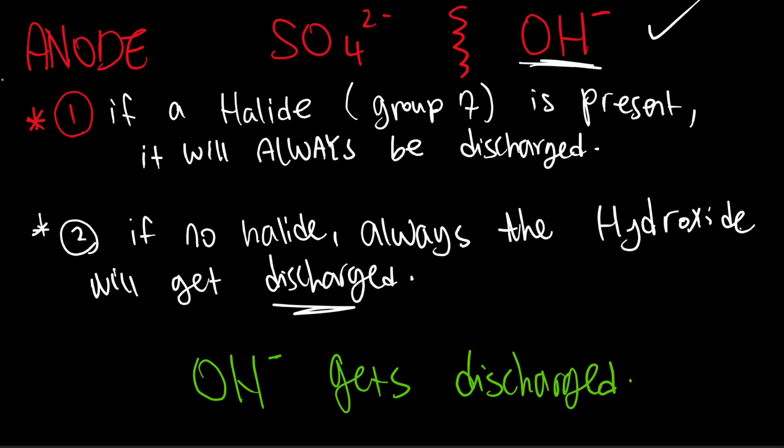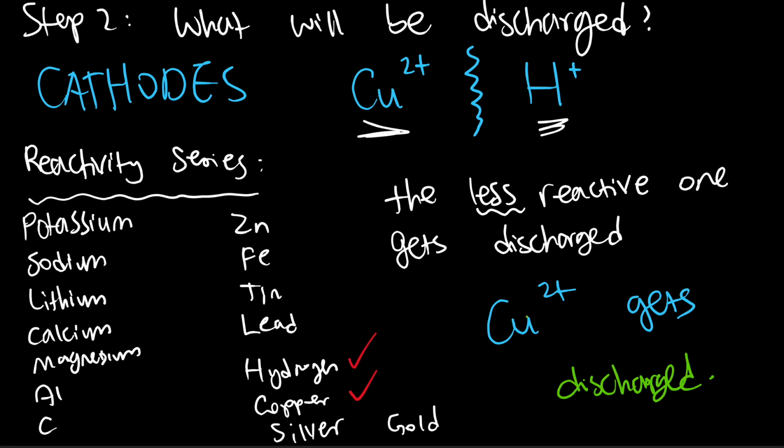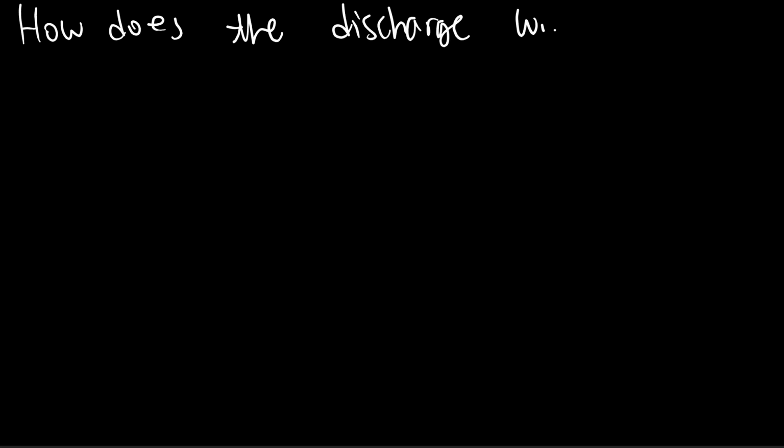So now we know our OH minus gets discharged because there's no halides, and the hydroxide gets discharged next. And we know our copper gets discharged because it's the least reactive of all the elements involved. Then, how does the discharge work? This is step 3. How does the discharge work? Now, once you found out which ions are going to get discharged, you're done with all the hard part, basically. Let's draw out our experiment again.